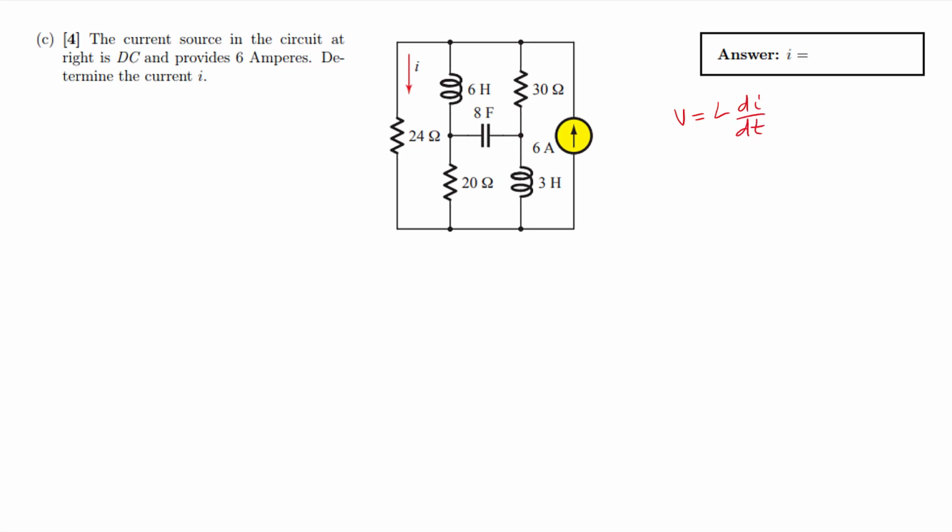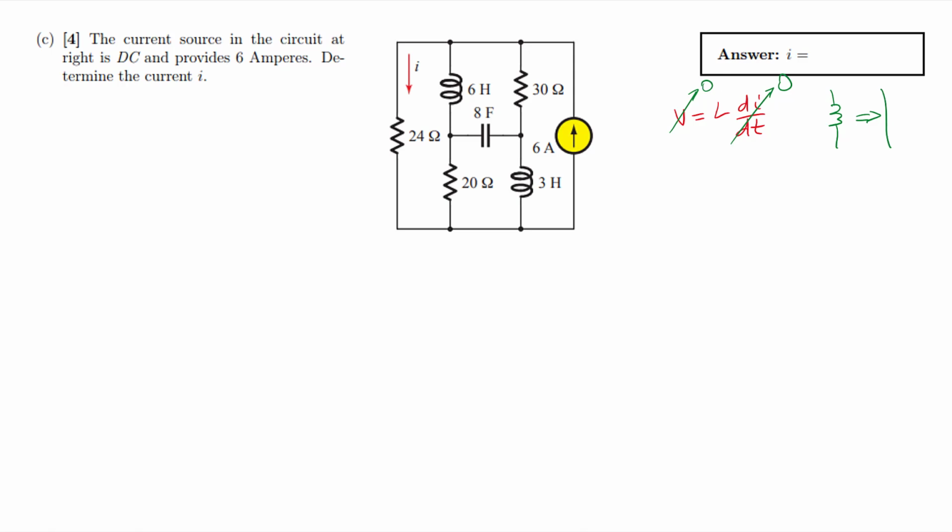Well, what happens at steady state? The change in current goes to 0, and the voltage across the inductor therefore has to go to 0. So it appears like a short circuit. There's no voltage across it. So we replace the inductor with a wire. So this is meant to be an inductor symbol.